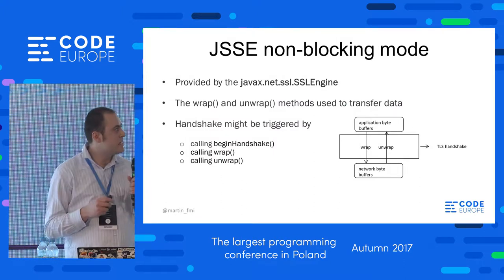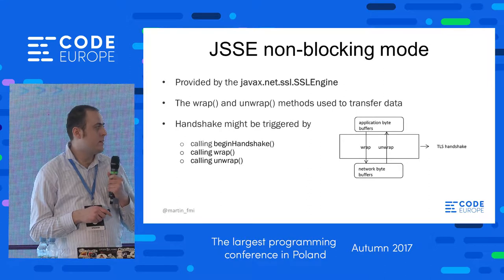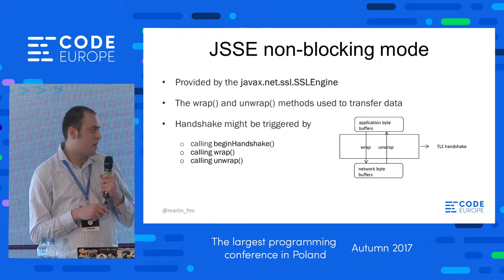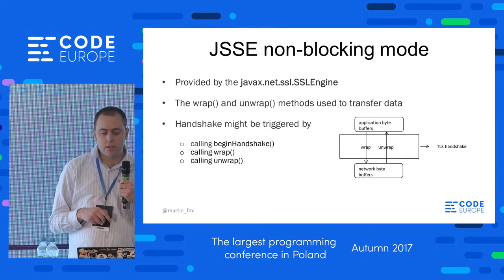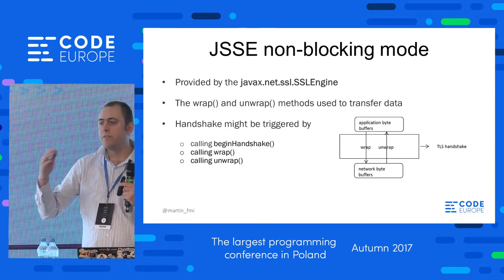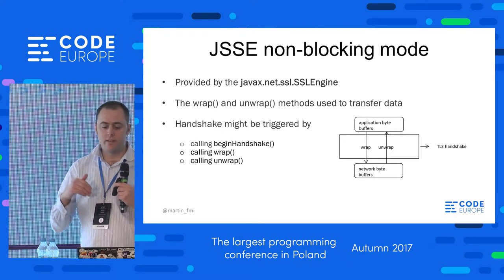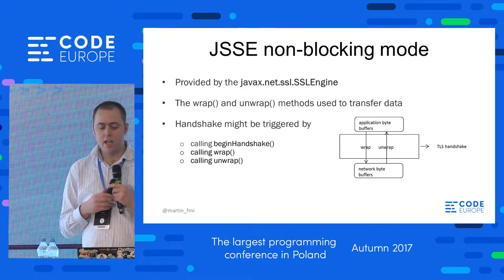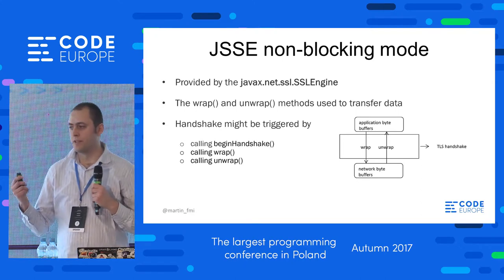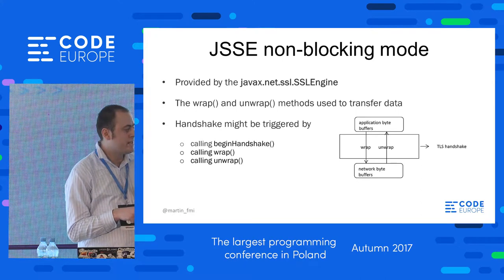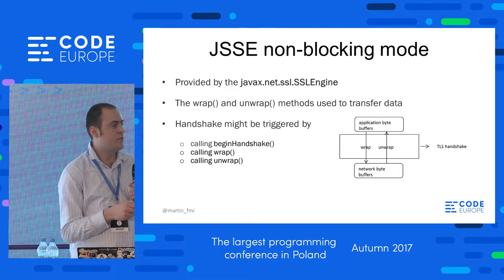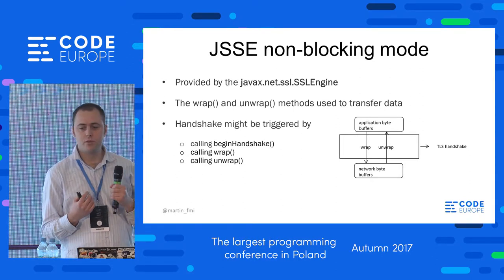And why is that? Basically, it's provided by a class called SSLEngine, and that class has two methods called wrap and unwrap. These methods are much more complex because they make use of the so-called application and network byte buffers. Those buffers are used to buffer information which is written and read from the SSLEngine. And basically, the wrap and unwrap methods are used to read and write information to those buffers. From the network buffer, messages are sent to the network, to the server, and the application byte buffers are used to basically receive messages to the application.